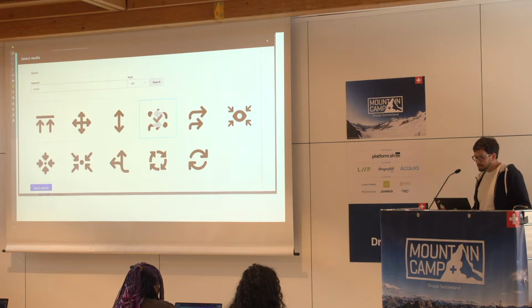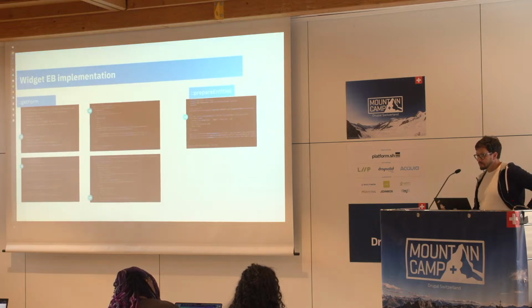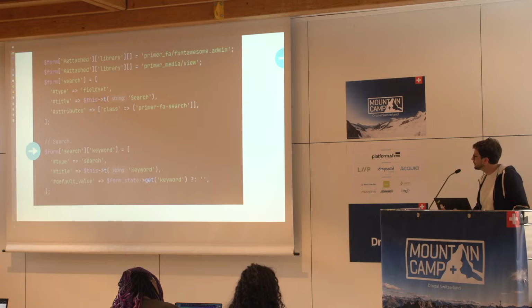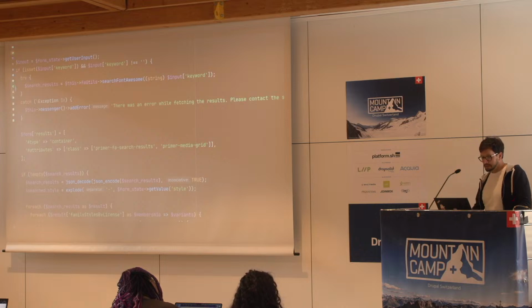Similar to Pexels, the Font Awesome widget only has a few components, even less than Pexels, just the search and the style, and then the results. And you can see it's quite similar to Pexels. Looking at the implementation, again, in the get form, we follow similar logic. First, we build the search form. Then, if we have the keyword, we query the API and build the list.